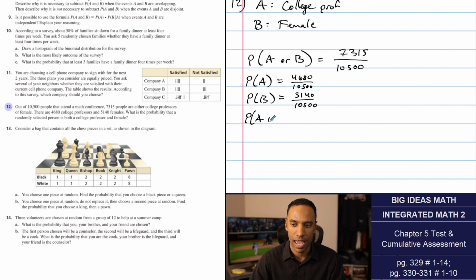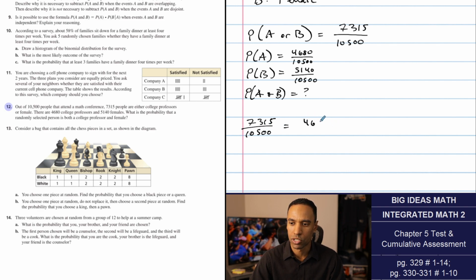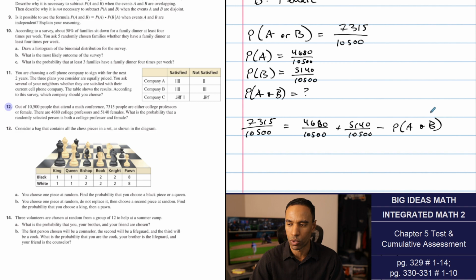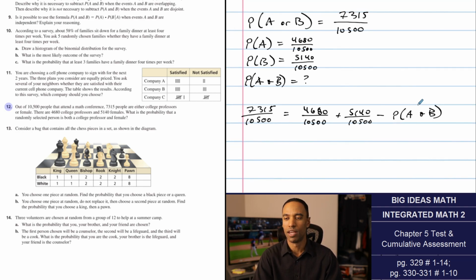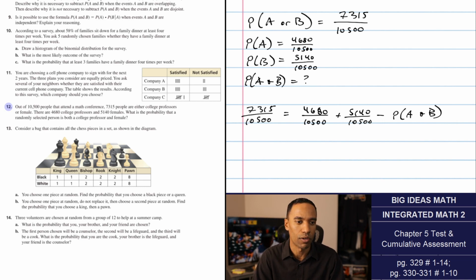And probability of A and B is unknown. So there's some overlap, obviously. So we're going to say 7315 over 10,500 equals 4680 plus 5140 minus the probability of A and B. This is a case where the events are not mutually exclusive. There are indeed females that are college professors.